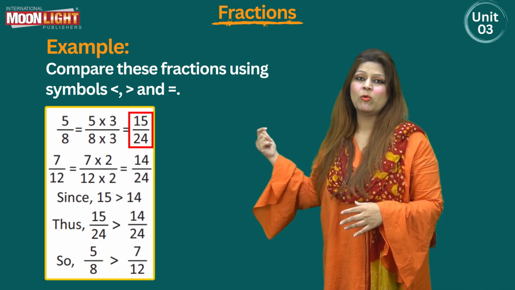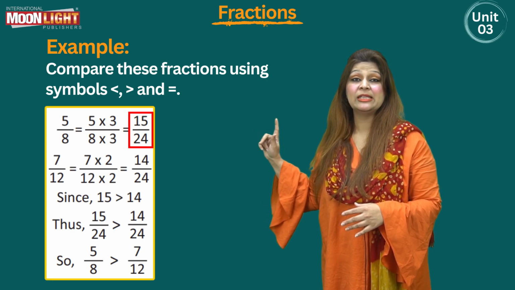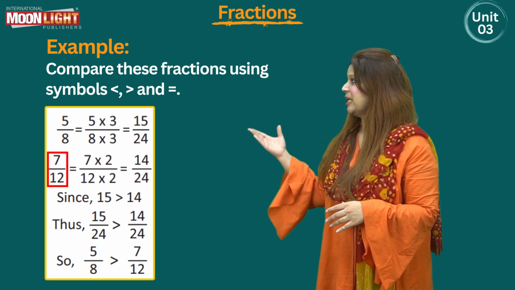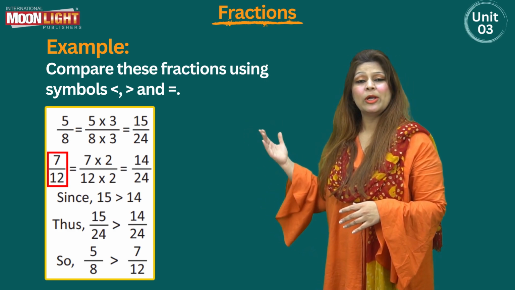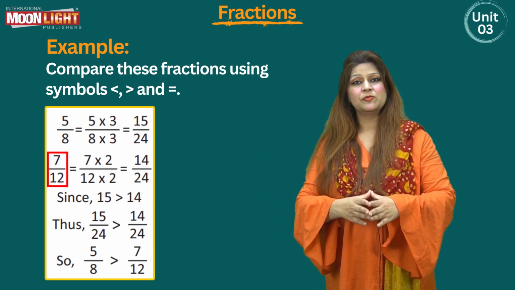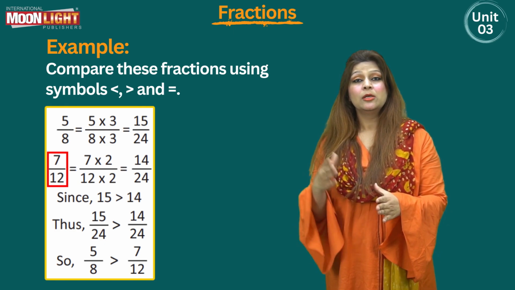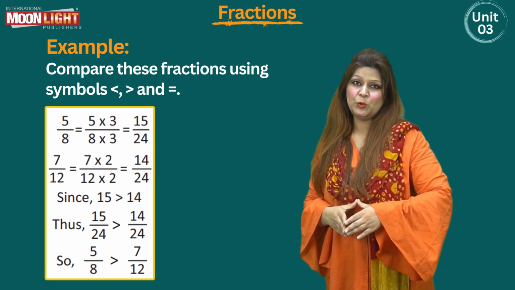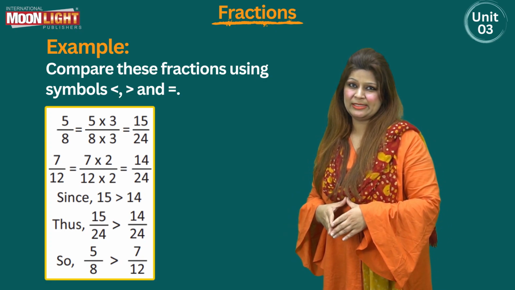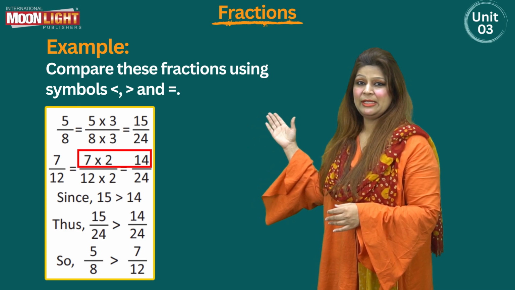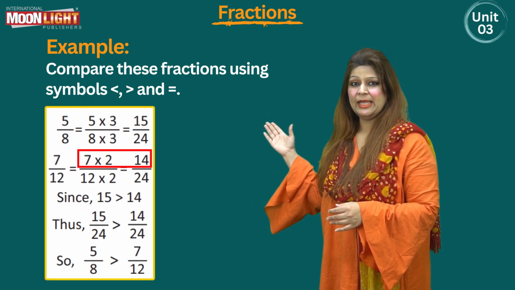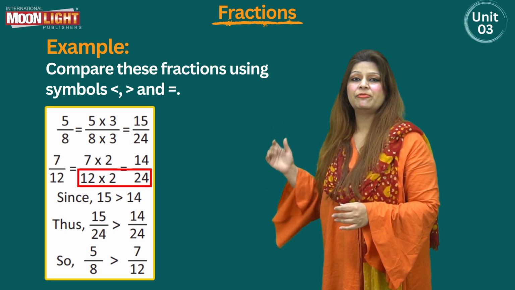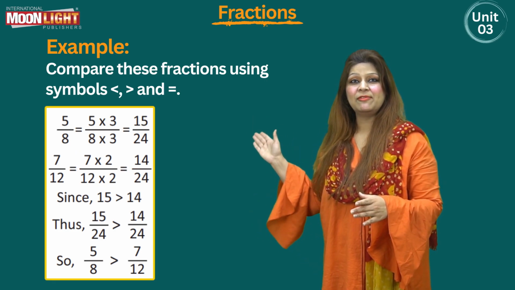This 24 is what we want in the other fraction as well. The next fraction is 7 by 12. I told you we are going to multiply 12 by 2 so that we get 24. So we multiply numerator and denominator both by the same number. 7 multiplied by 2 is 14, and 12 multiplied by 2 is 24. So now we have like fractions.